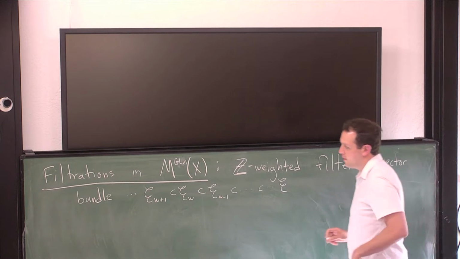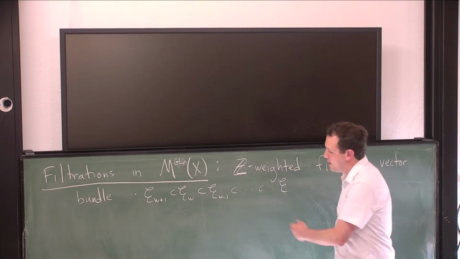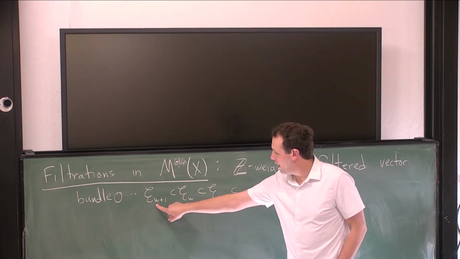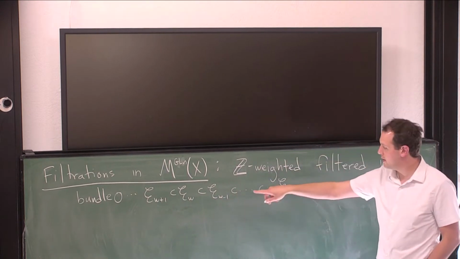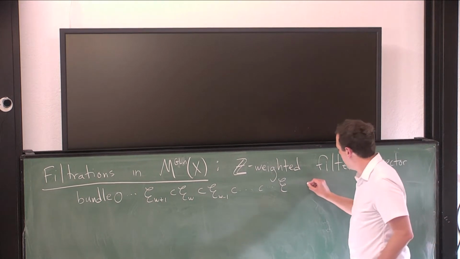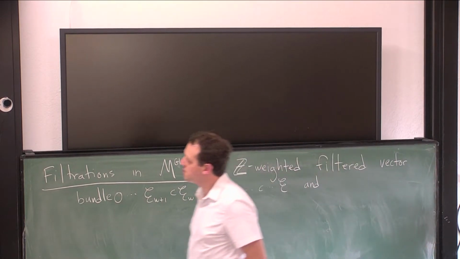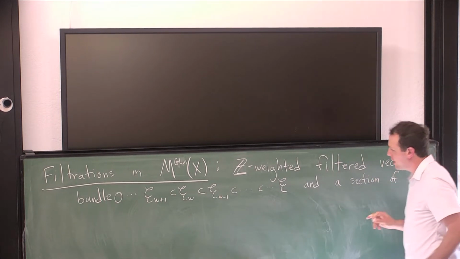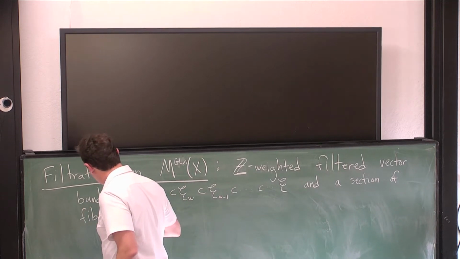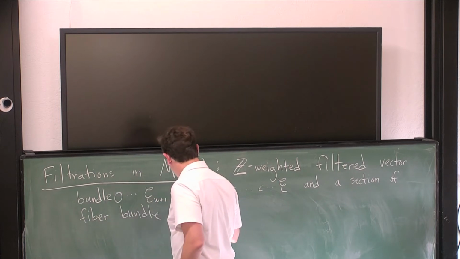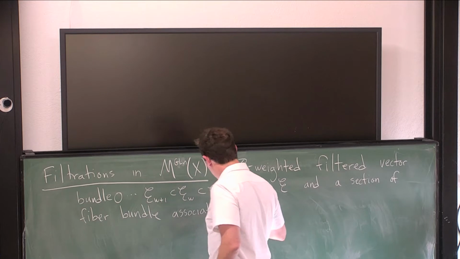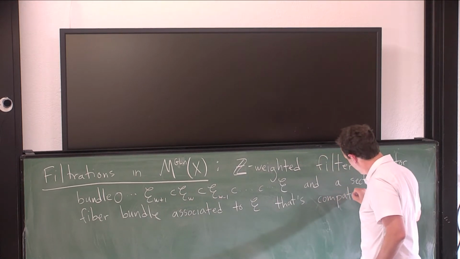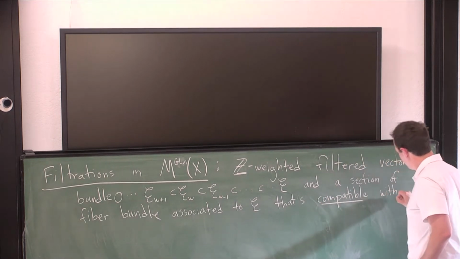What I mean by a filtered vector bundle is that it stabilizes to 0 on the left, and it stabilizes to some vector bundle on the right. The associated gradients of all these inclusions are also vector bundles, also locally free. And a section of the associated fiber bundle that's compatible with the filtration.